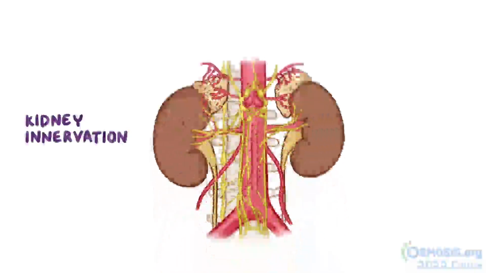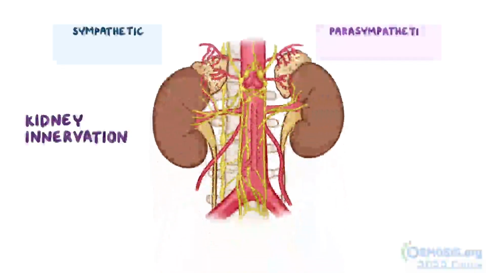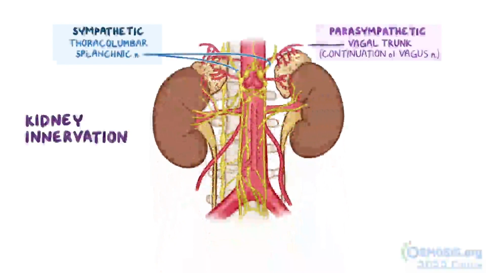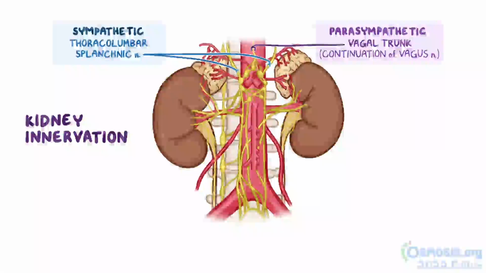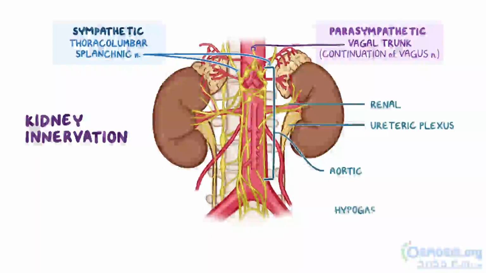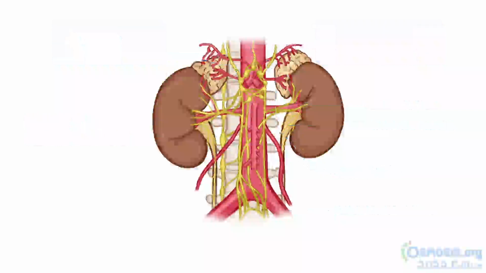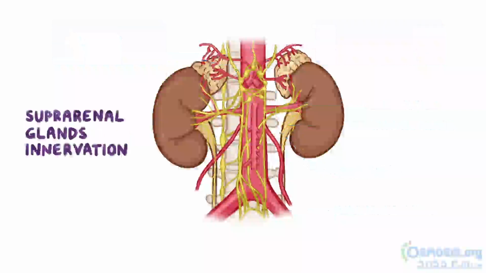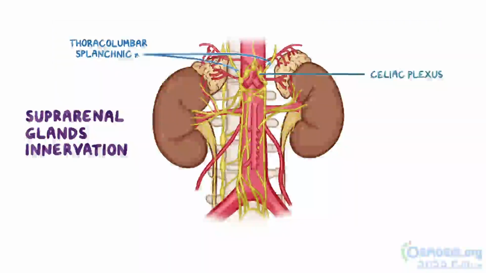The kidneys are innervated by the renal plexus, which consists of both sympathetic and parasympathetic fibers from the thoracolumbar splanchnic nerves and the vagus nerve, respectively. The abdominal portion of the ureters receive their innervation from the ureteric plexus, which is supplied by fibers from the renal, the aortic, and the hypogastric plexuses. And finally, the suprarenal glands are innervated by fibers from the celiac plexus and thoracolumbar splanchnic nerves.